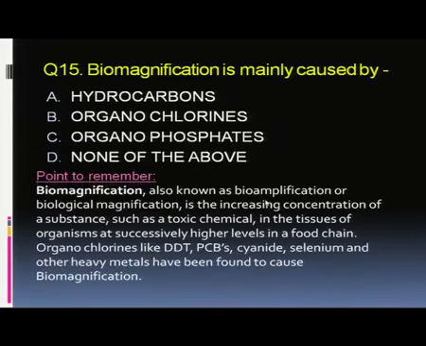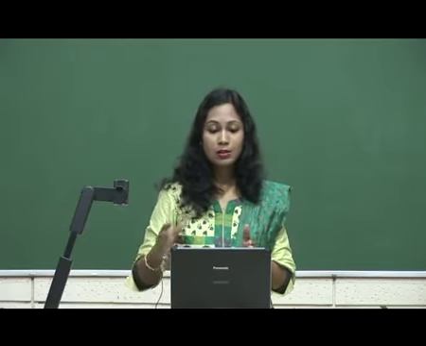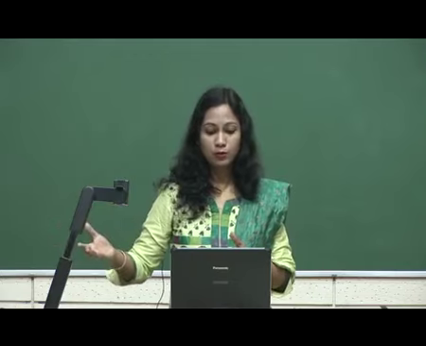There are actually two terms associated with this kind of principle. One is bioaccumulation and the other is biomagnification, and these are associated with the trophic levels in the food chain. Bioaccumulation is the accumulation of certain toxic substances at a particular trophic level of the food chain, whereas biomagnification is the successive increase in that particular toxic chemical or compound with the increasing trophic levels.